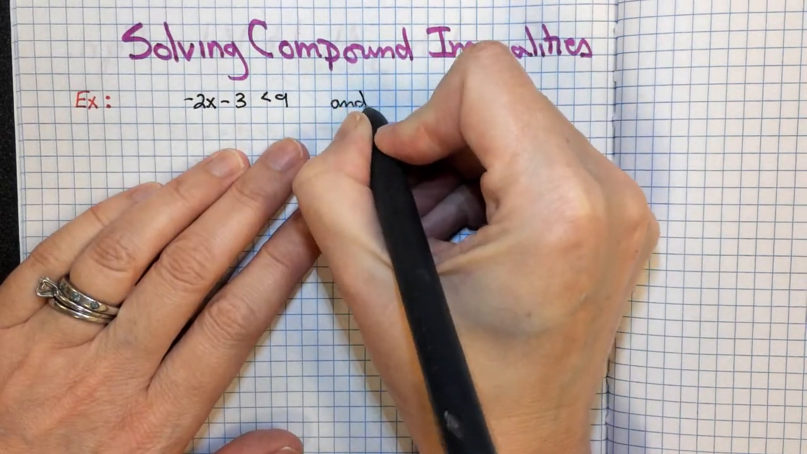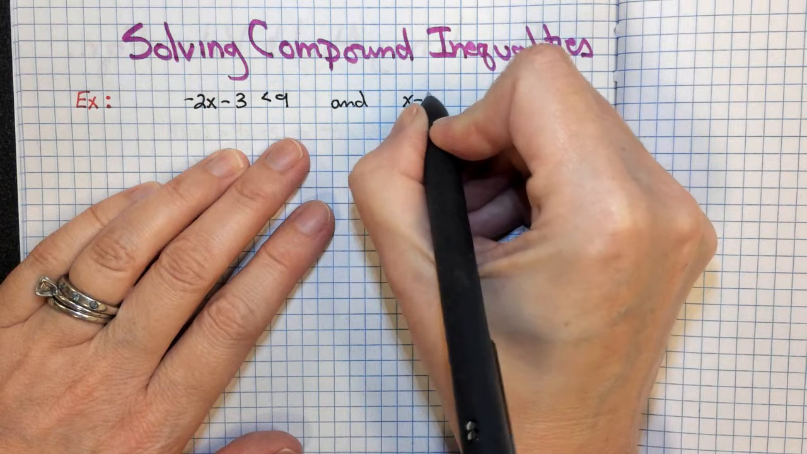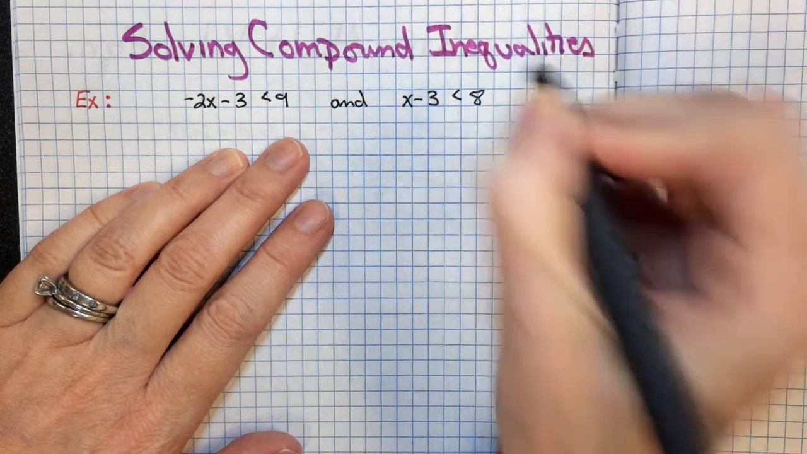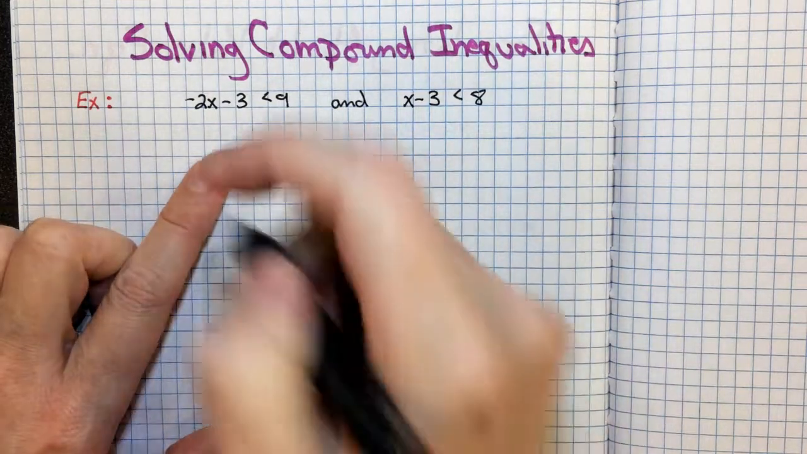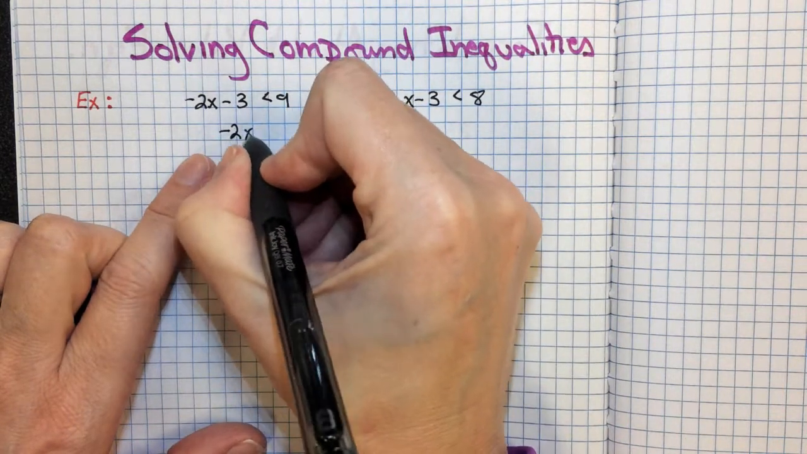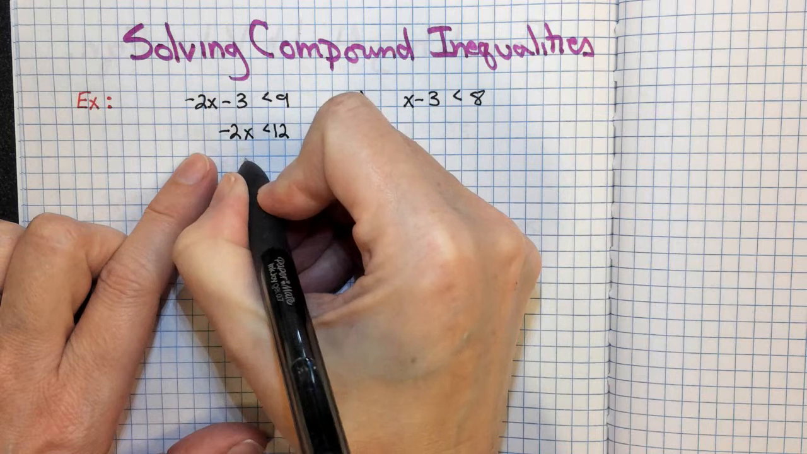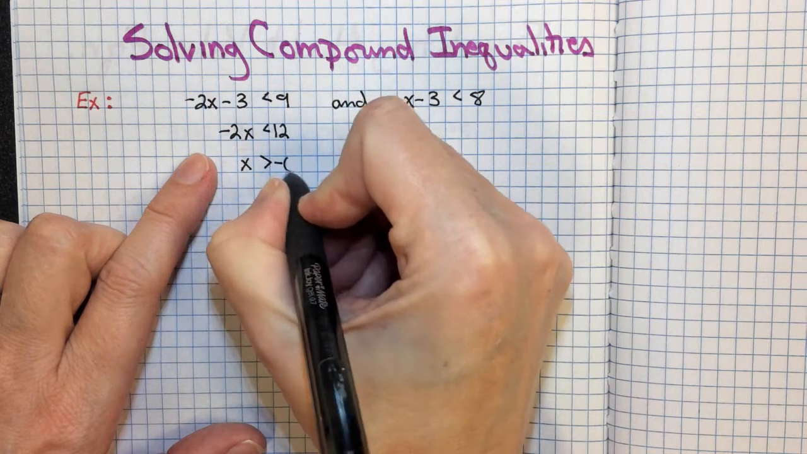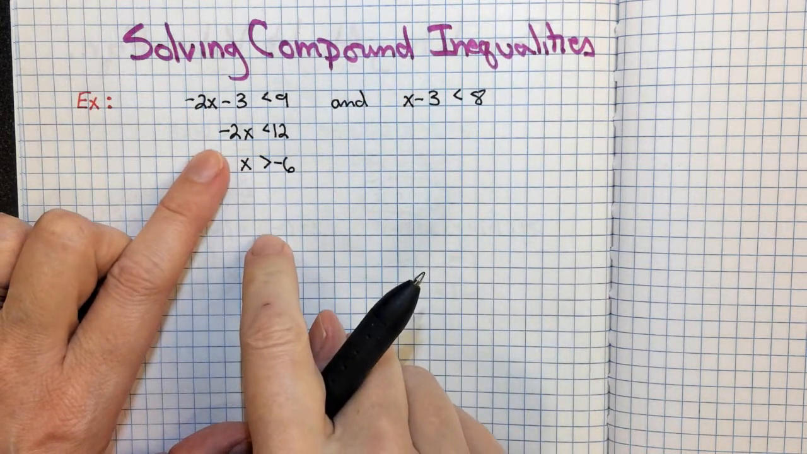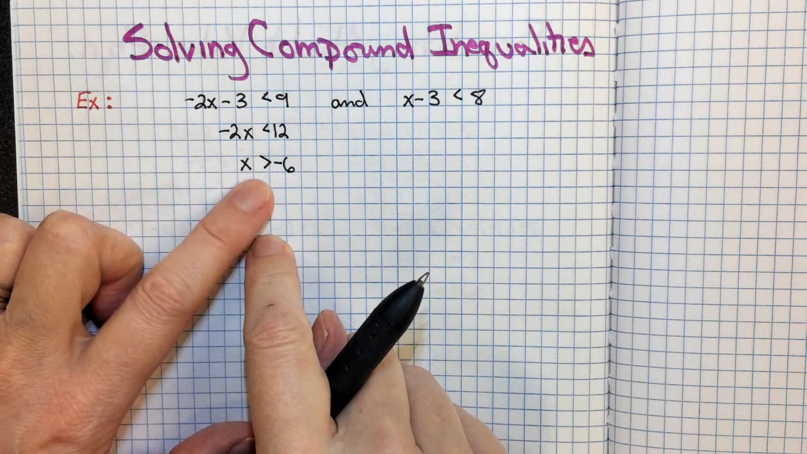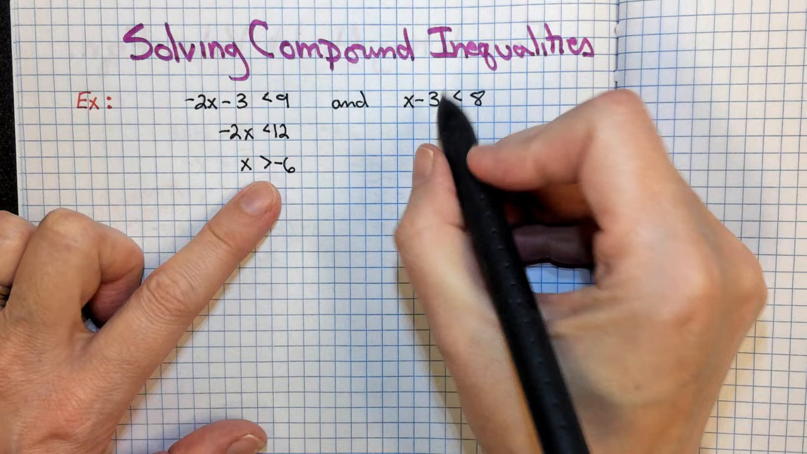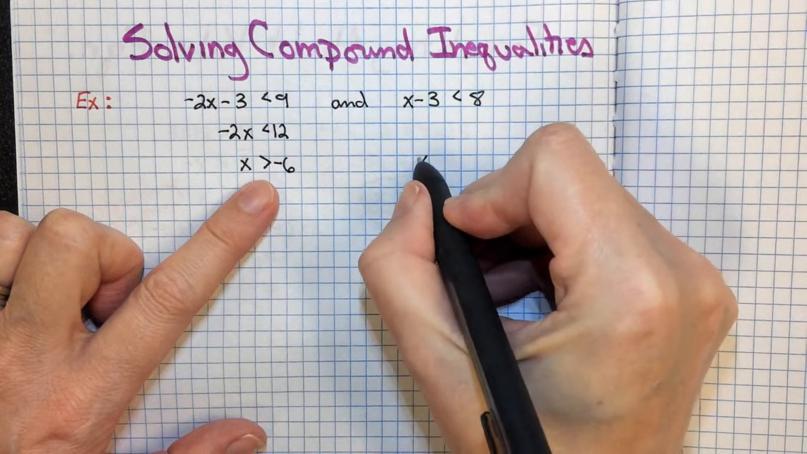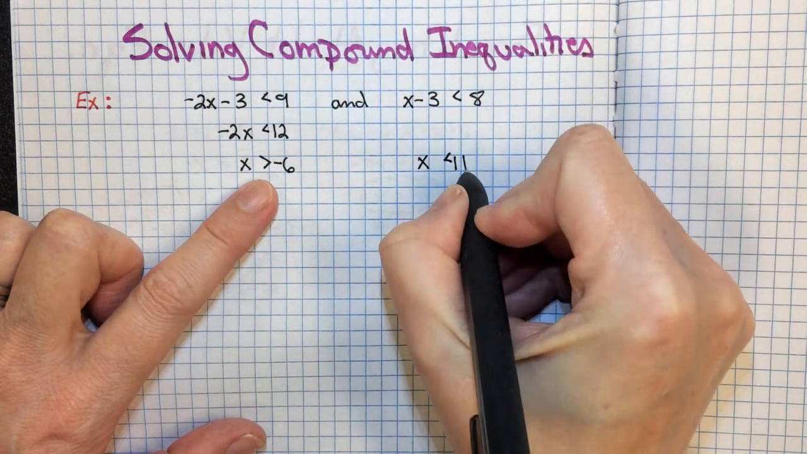And x minus 3 is less than 8. Okay, so we have our two equations. We're going to solve them separately. So negative 2x less than 12. x is greater than negative 6. Remember, when we divide through by a negative, we have to flip the sign. This is something you're going to see me forget, just like you will, so be careful. Moving the 3 over, I'm going to have x is less than 11.